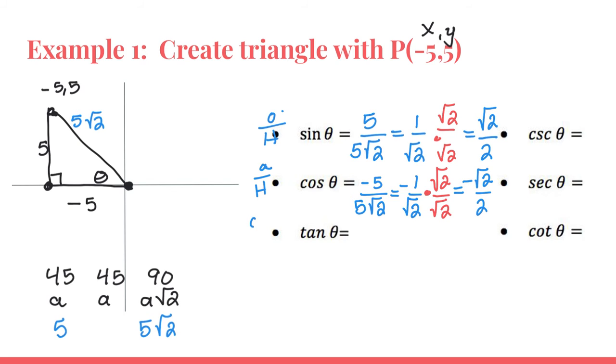Your ratio for tangent is opposite over adjacent. So from angle theta, the opposite side is 5. The adjacent side is negative 5. That reduces to negative 1.